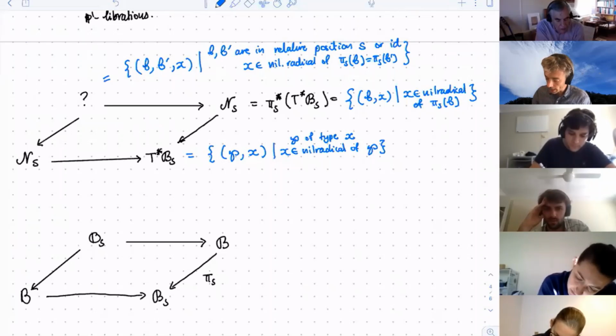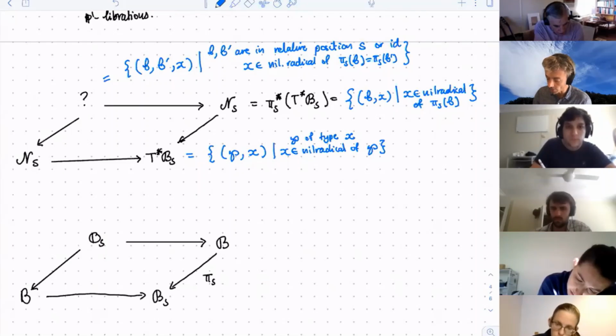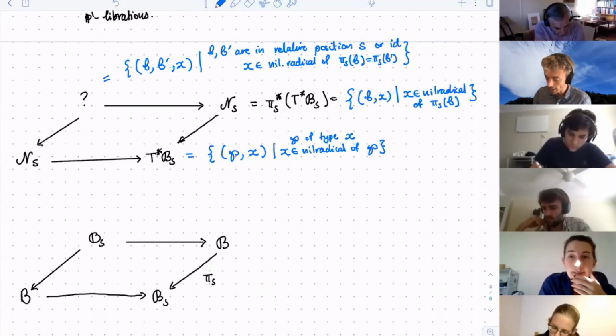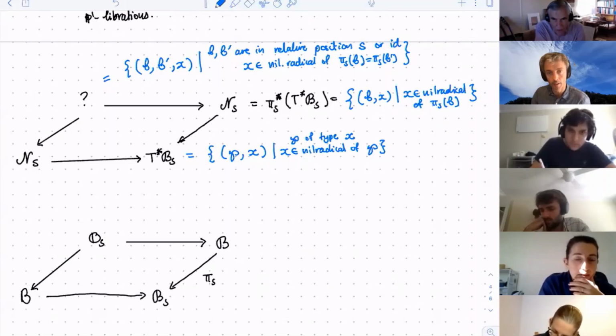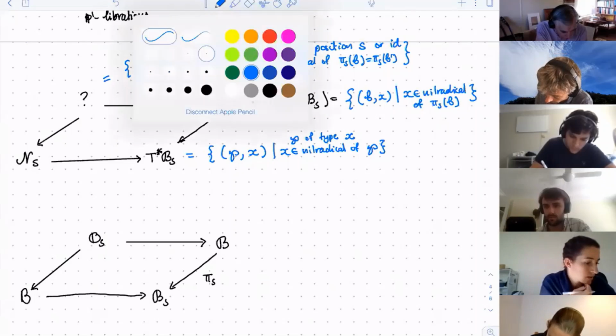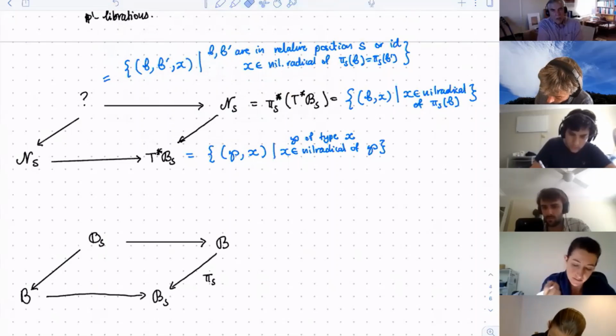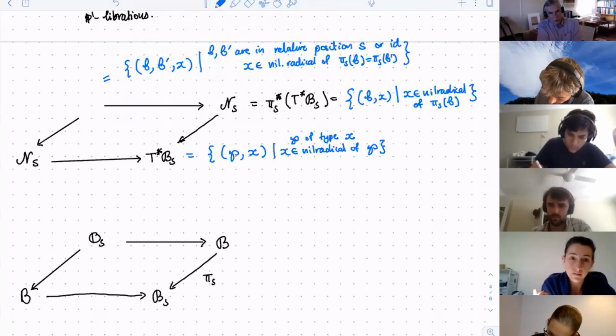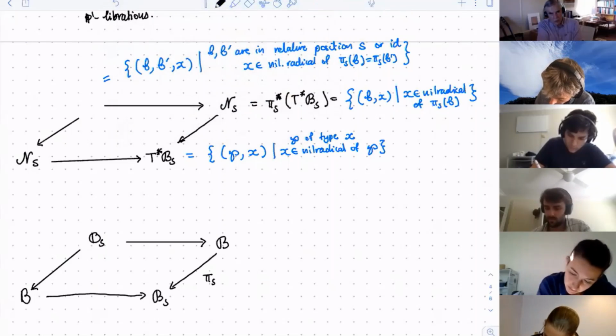But if we ask that B and B prime are in relative position S, then this is precisely the conormal bundle to that orbit in B times B. And so this question mark is lambda S.